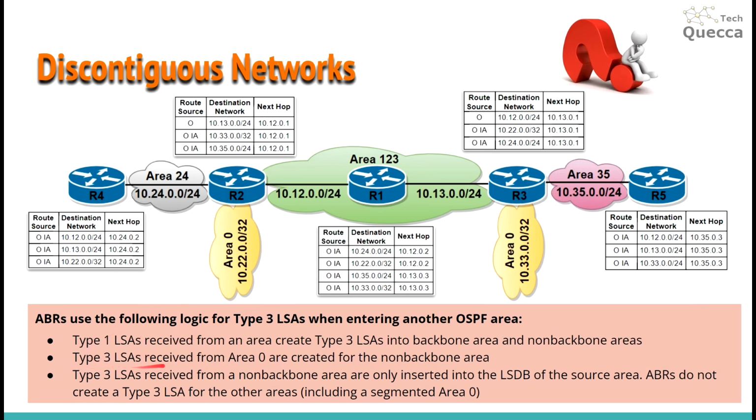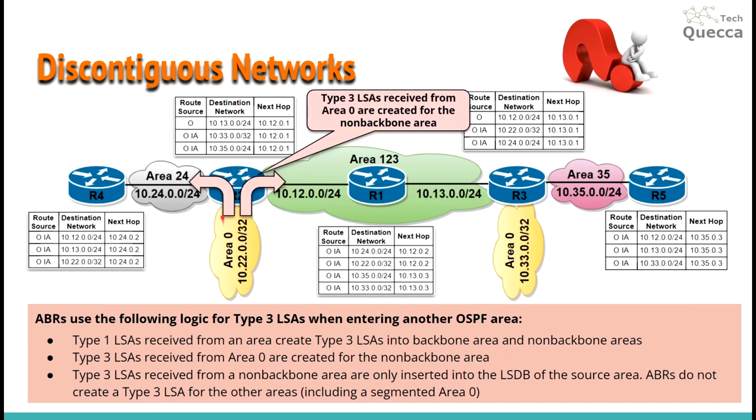Second one, type 3 LSAs received from area 0 are created for the non-backbone area. When an ABR receives a type 3 LSA from area 0, it creates a type 3 LSA into the other area. For example, here from area 0, it creates type 3 LSA into area 24, and here into area 1 to 3.